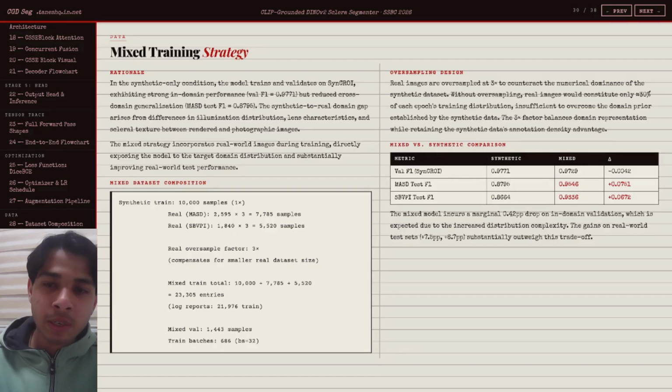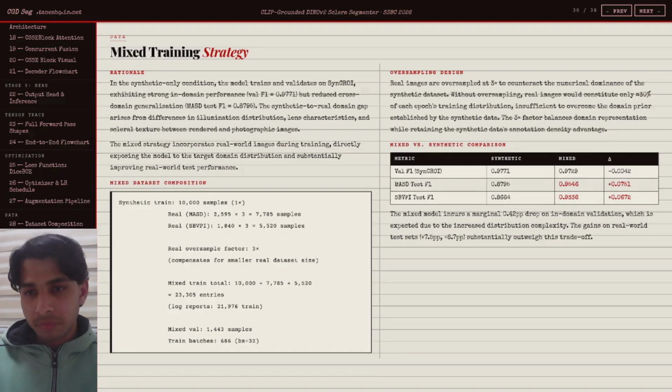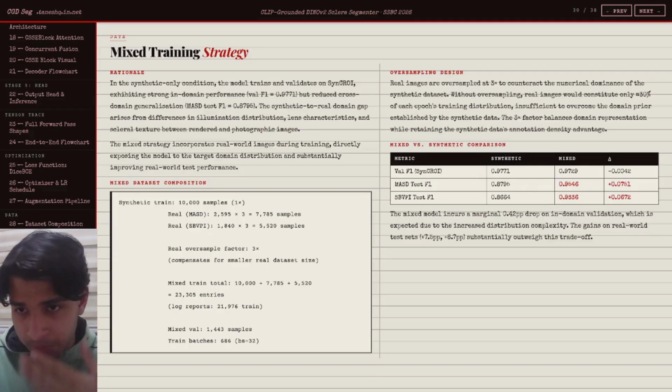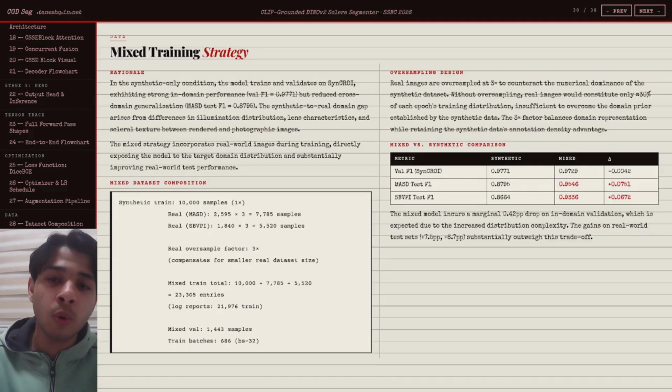The mixed strategy incorporates real images during training at 3 times oversampling. The oversampling is necessary because without it, real images would be numerically overwhelmed by the 10,000 synthetic samples and the model would barely learn from them. The result of mixing: test F1 on MASD jumps by 7.5 points, SBBBI by 6.7 points, while in-domain validation drops by less than half a point.